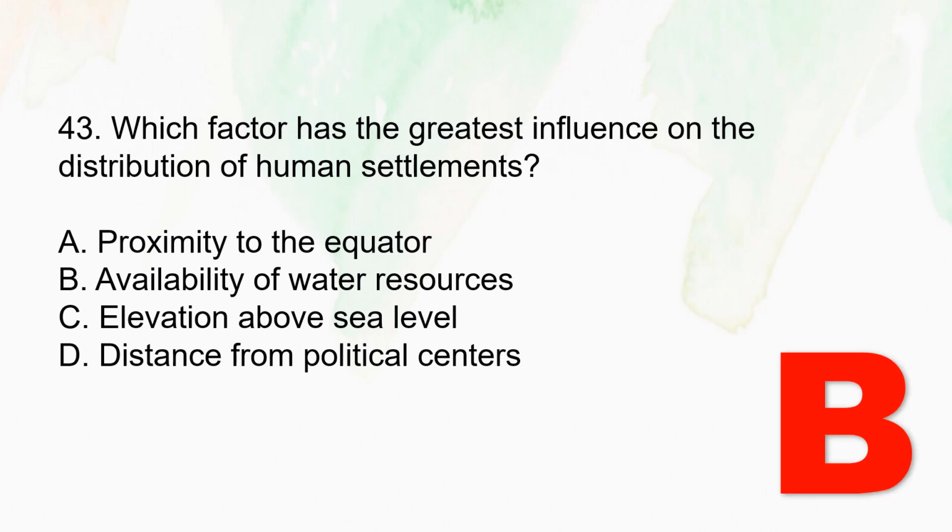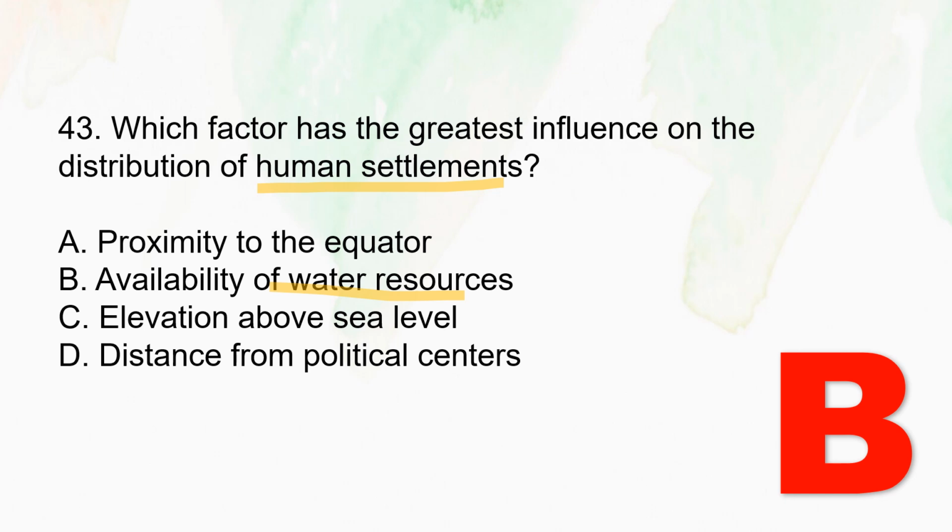The best answer is letter B. Most human settlements are established near water sources for agriculture, drinking, and trading. So letter B is the best answer.